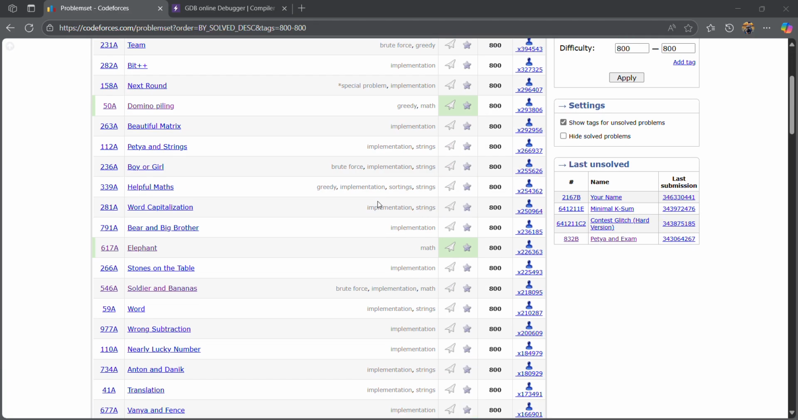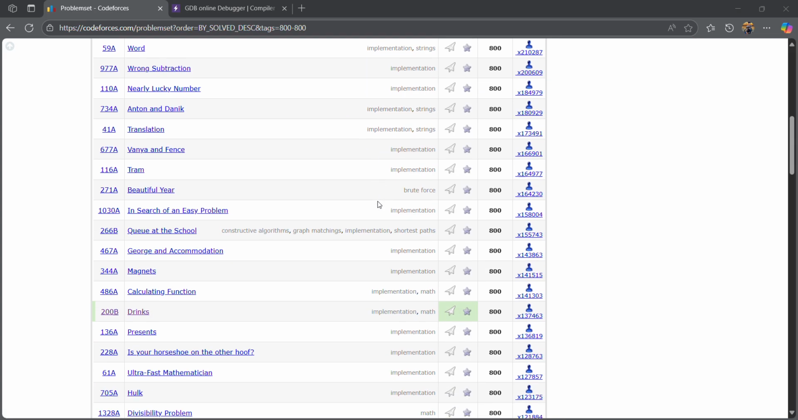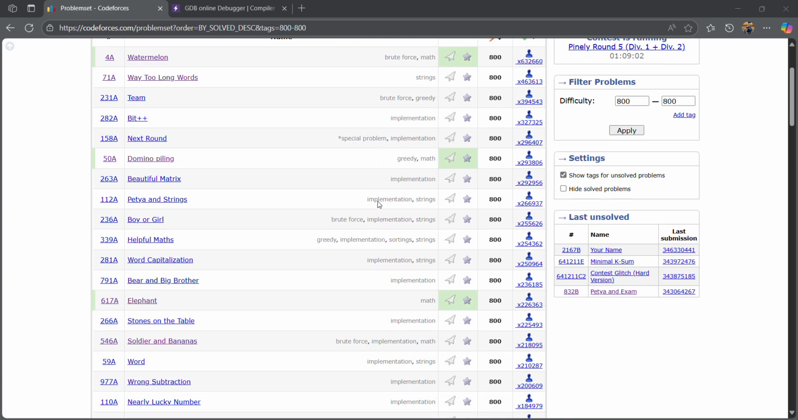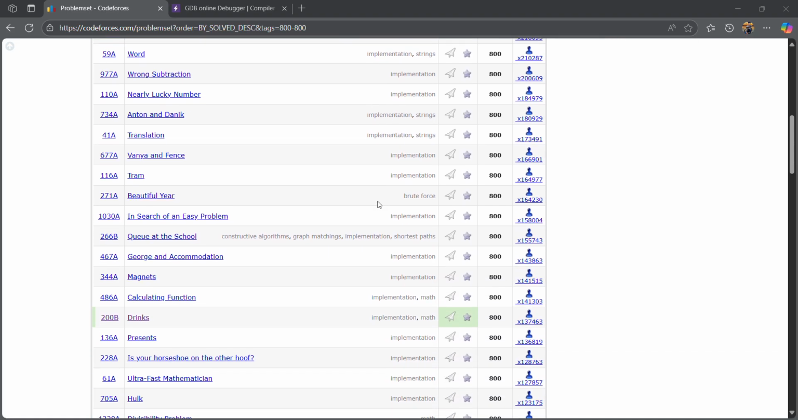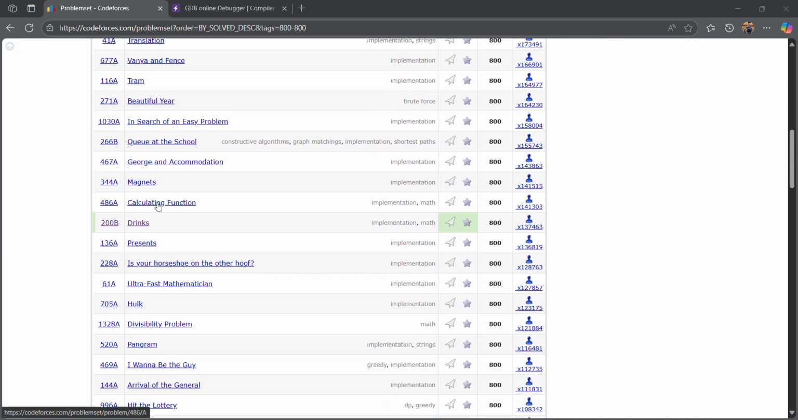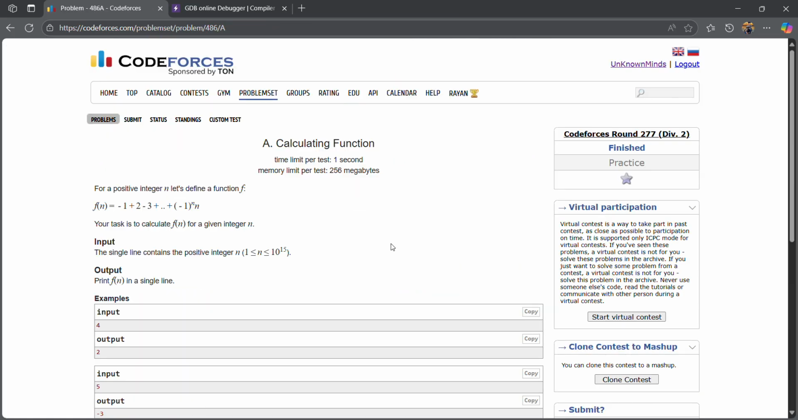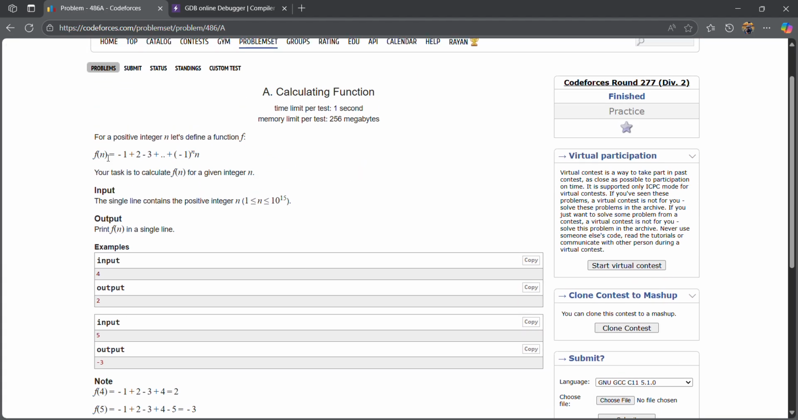So again today we are going to solve another problem from Codeforces. So let's choose a problem. I guess we should do this calculating function problem from math. Okay. So what does the problem say?